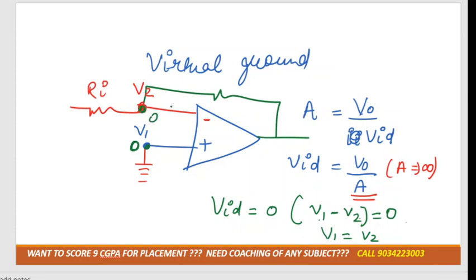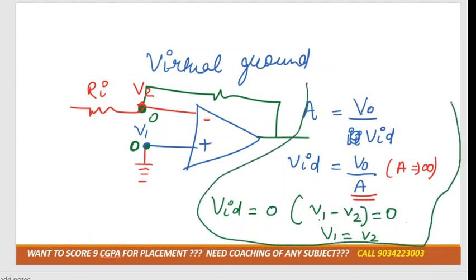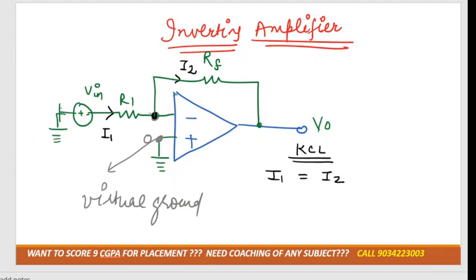Okay, this is the derivation. You don't need to do this derivation, I just told you to explain it. But in the virtual ground concept, what you need to remember is that if at this point the voltage is the same, at this point also the voltage is the same. So at this point the voltage is 0, so at this point also the voltage would be 0. Got it?